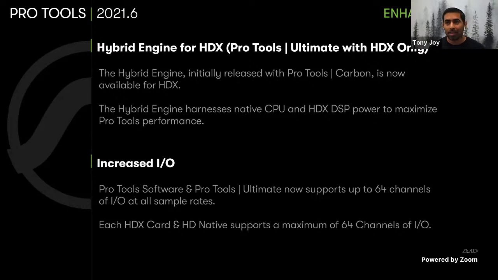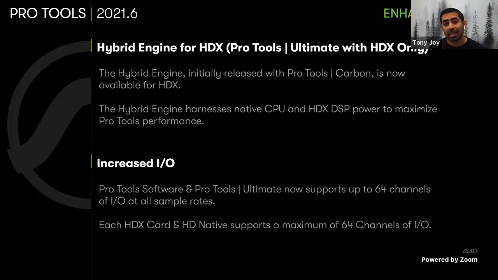to make the most out of both your extremely powerful computer and the DSP chips that are on board the HDX card. We have also increased the I/O count for both Pro Tools software and Pro Tools Ultimate. You can have up to 64 channels of I/O at all sample rates. What this means is if you have a third-party interface, for example, that can do, let's say, 40 microphone inputs, you can use that with Pro Tools, starting with Pro Tools 21.6.